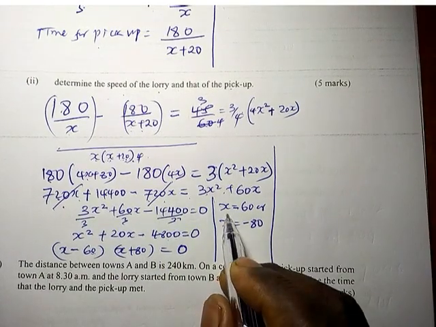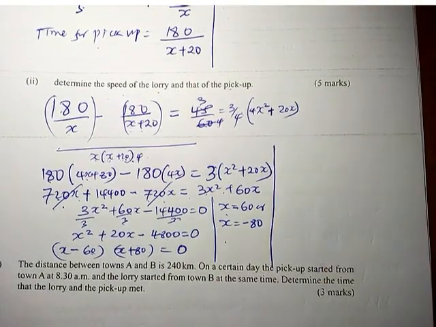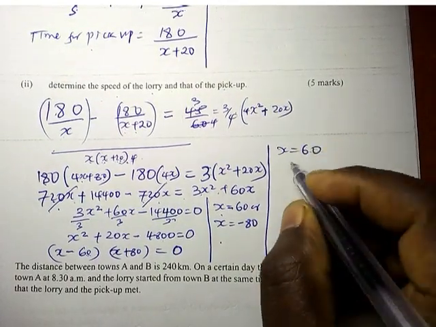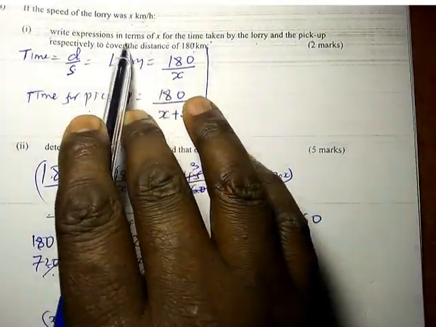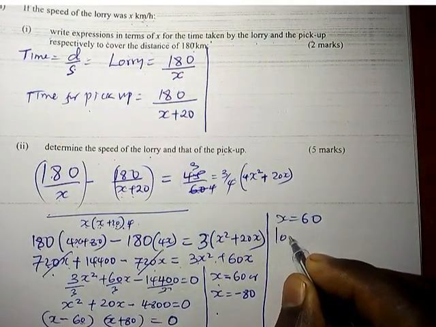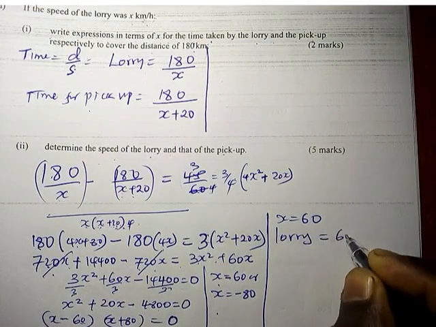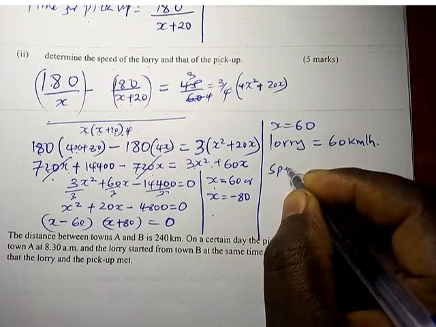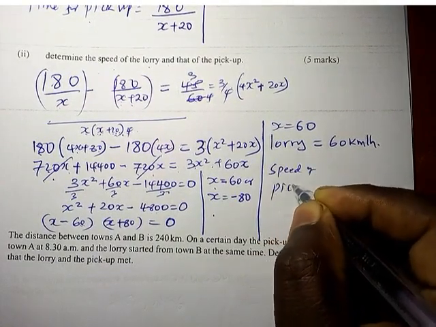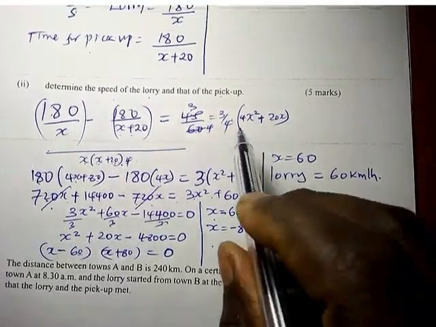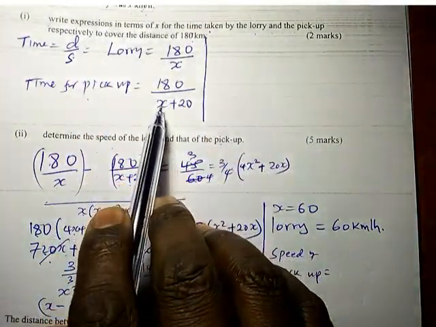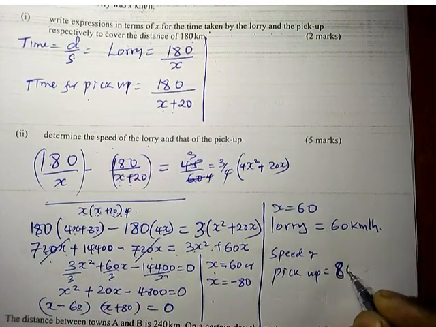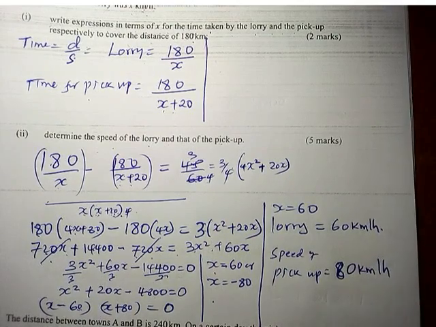So we take the value which is positive, because the speed is going to be positive. So the speed x is equal to 60, meaning that the speed of the lorry is 60 kilometers per hour, meaning that the speed of the pickup is 60 plus 20, which is equal to 80 kilometers per hour.